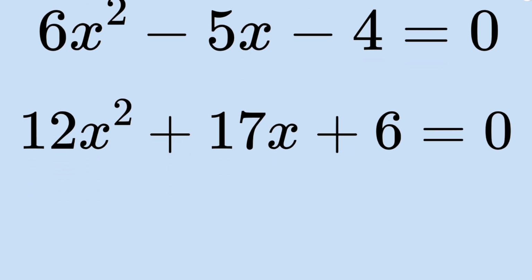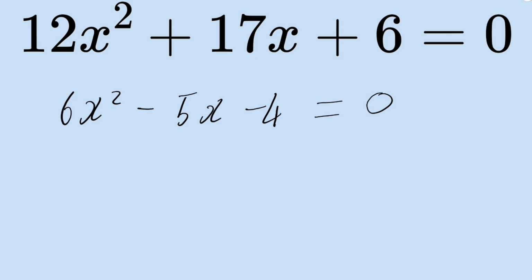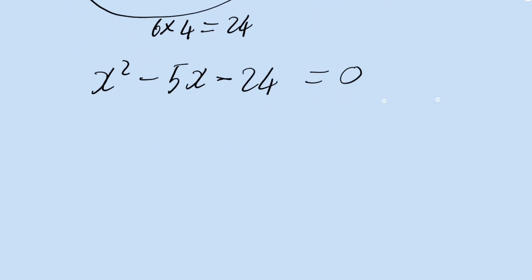From the first equation, we have 6x squared minus 5x minus 4 is equal to 0. Now I'll be showing you the steps by steps. The first step is removing the 6 from here and multiplying it with 4. We have 6 times 4, which is equal to 24. The next step is to rewrite the equation, which becomes x squared minus 5x minus 24 as we multiply it, which is equal to 0.